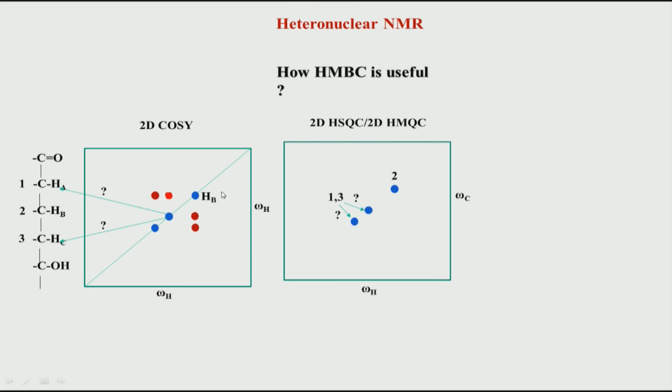So, now the logic which I am using here is as follows. So, I am saying that this H beta, this peak gives me correlation to 2 protons.